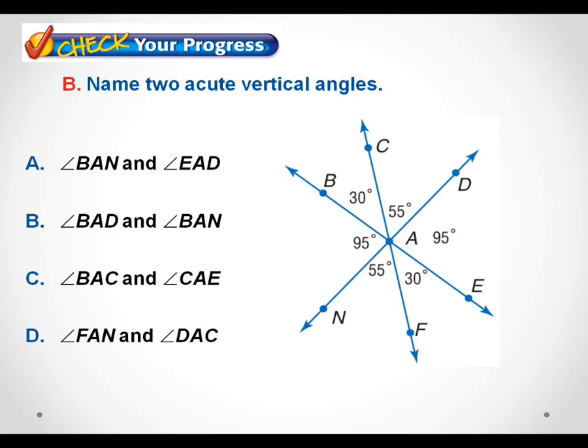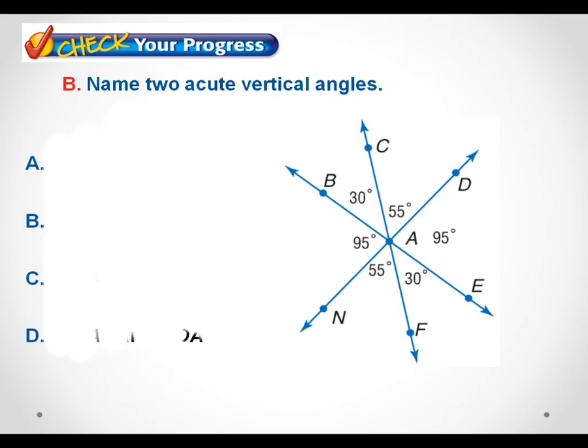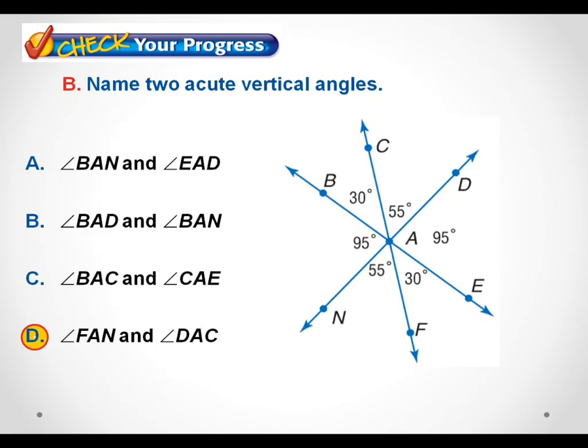Name two acute vertical angles. Let's again pretend like that's not there. Okay. Acute vertical. Right, I heard a few. BAC. That's vertical with which one? FAE or EAF, right? Opposites of two intersecting lines. Okay, we could have also said CAD and FAN. Those are acute vertical angles, less than 90, opposites of two intersecting lines.